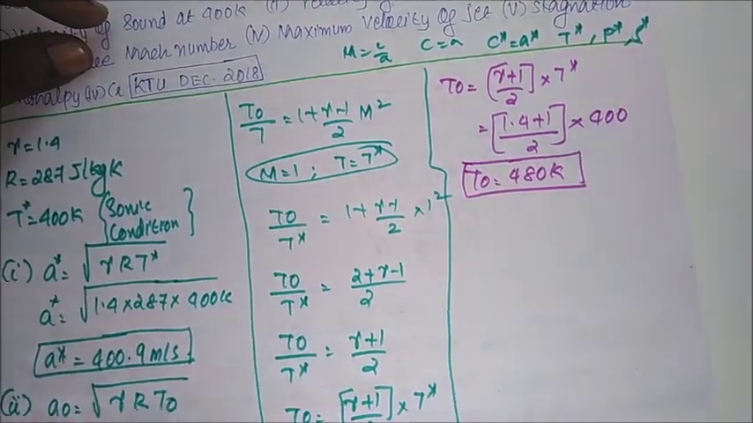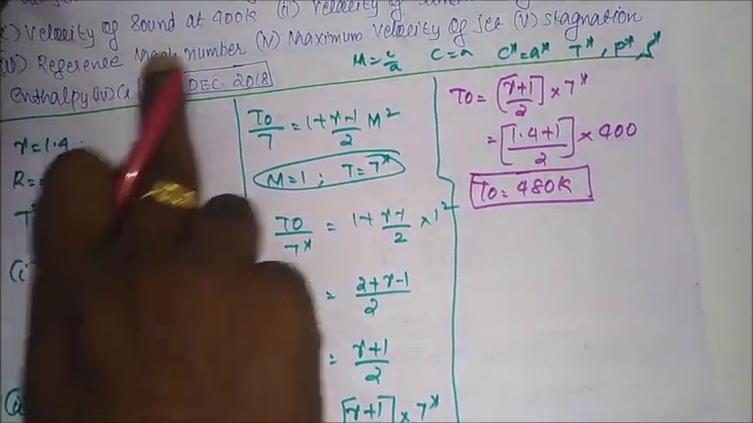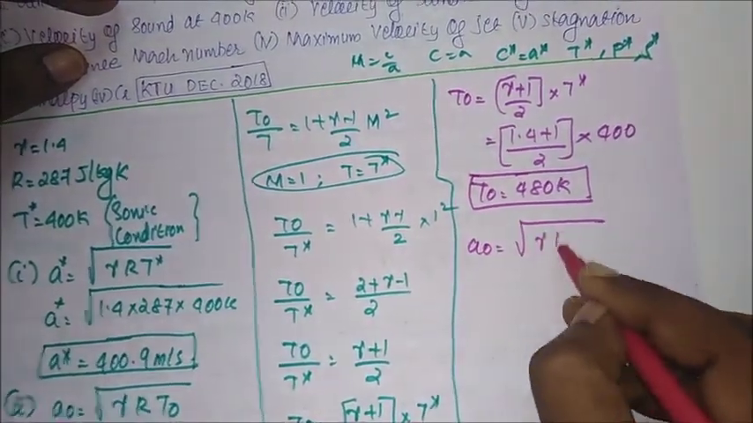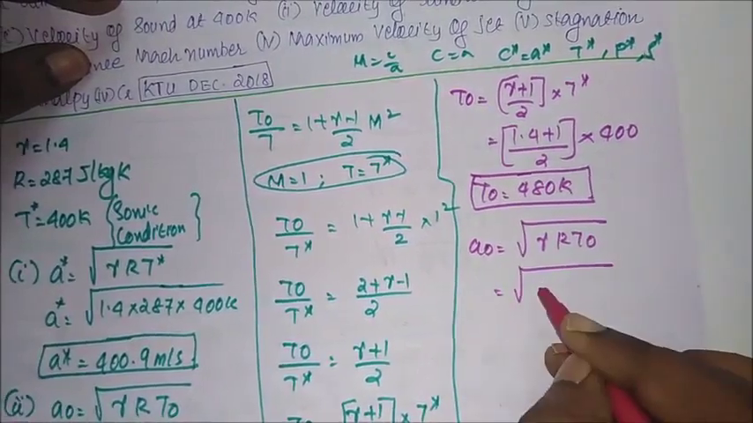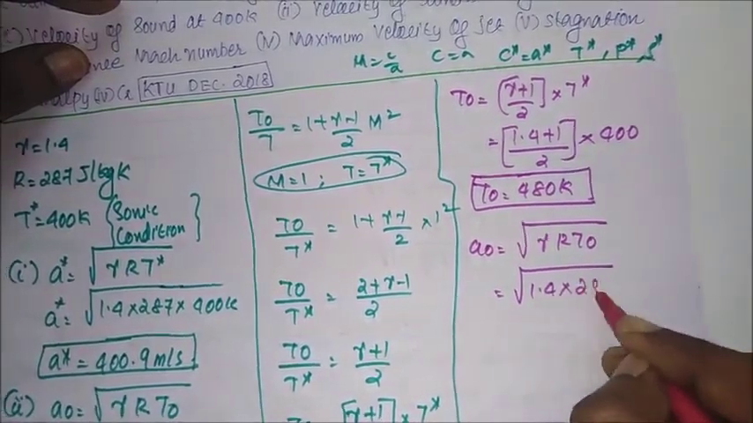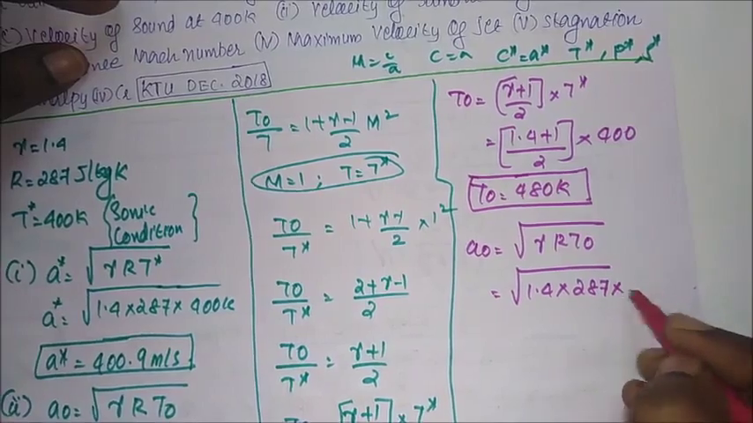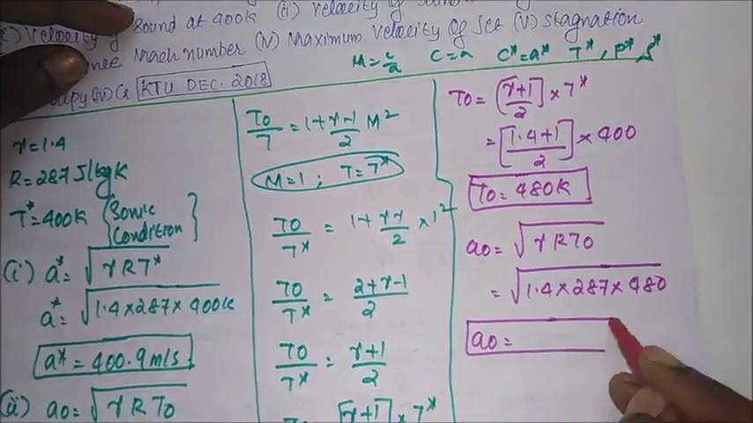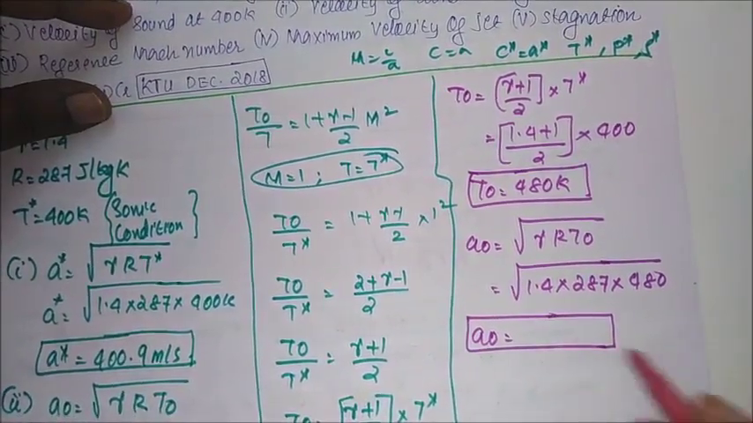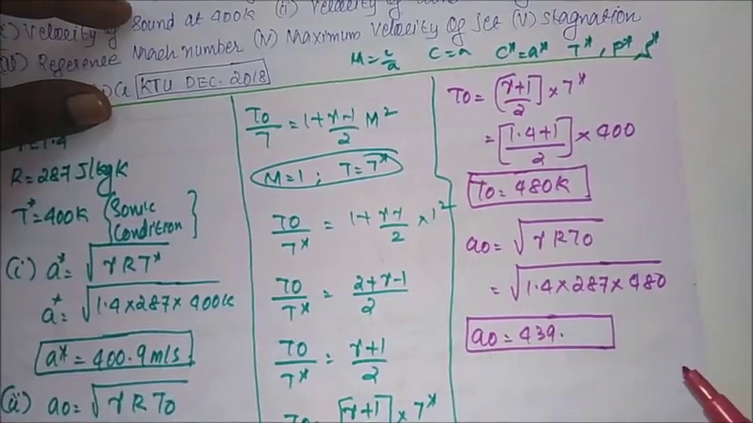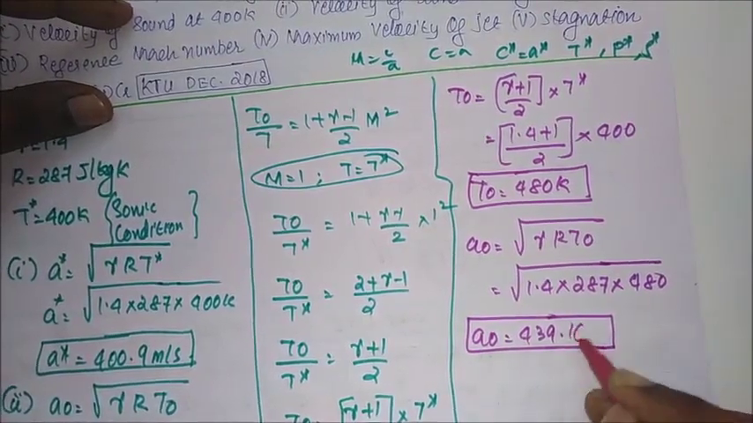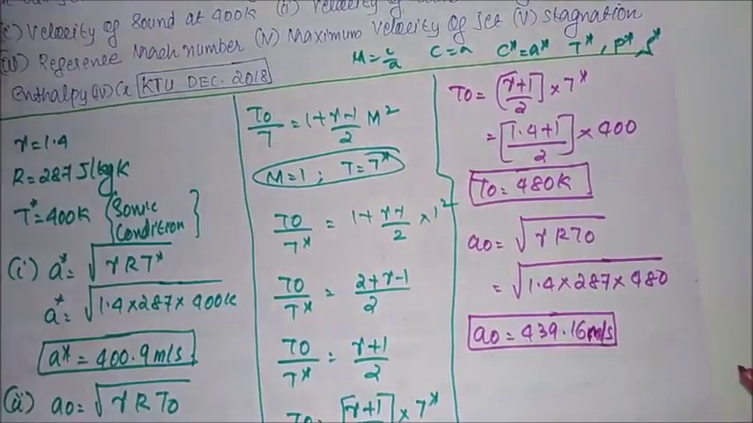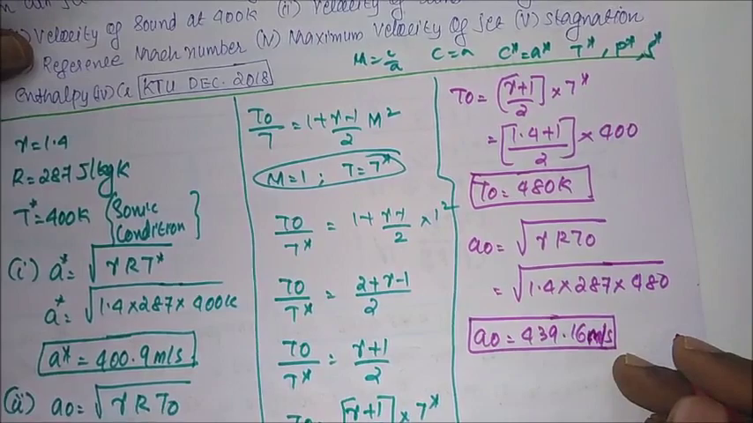Then we can find out the value of stagnation velocity of sound. That is A0 is equal to square root of gamma R T0, that is square root of 1.4 into 287 into 480. Then the value of A0 is approximately 439.16 meter per second.